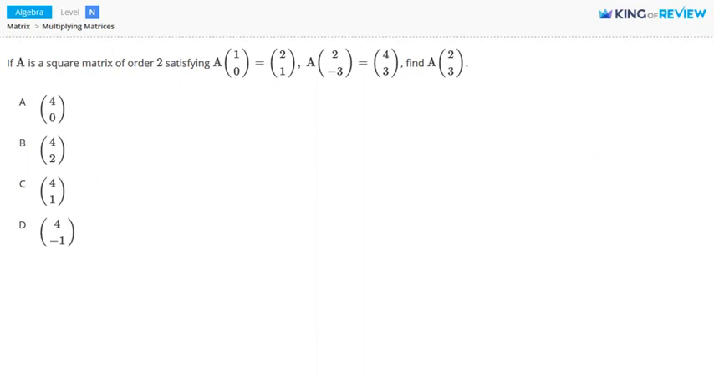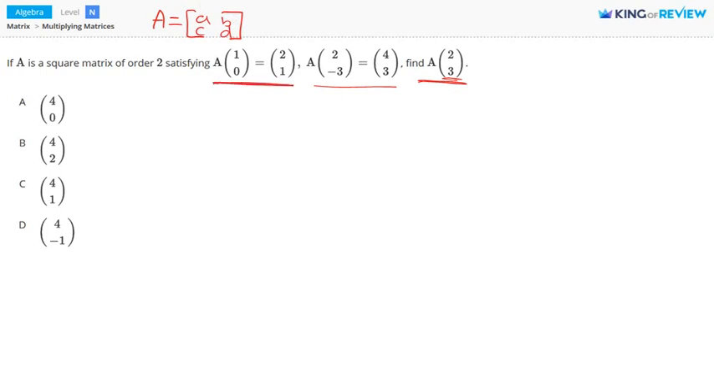In this problem, we're asked to find matrix A times this matrix here, and we're given these equations here. We're also told that A is a square matrix of order 2. So let's set up our equations here. If A is a square matrix of order 2, let's name the entries a, b, c, and d.